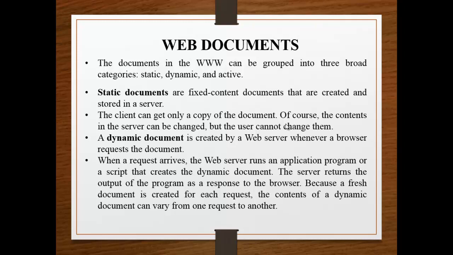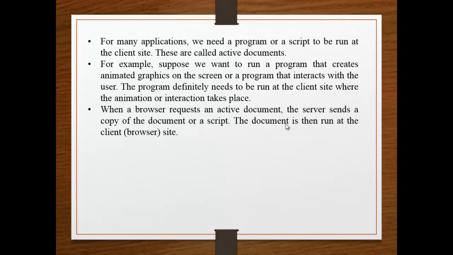So a static document is a fixed content in the server. For a dynamic document, every time a program runs in the server and the result of the program is given as a web page to the client. The third category is the active document. Active documents are created at the side of the client, which means when the client gives a request, the server gives the program itself to the client. In the previous case, the dynamic document, the server runs the program. Now the server gives the program to the client, and the client runs the program at the client side.